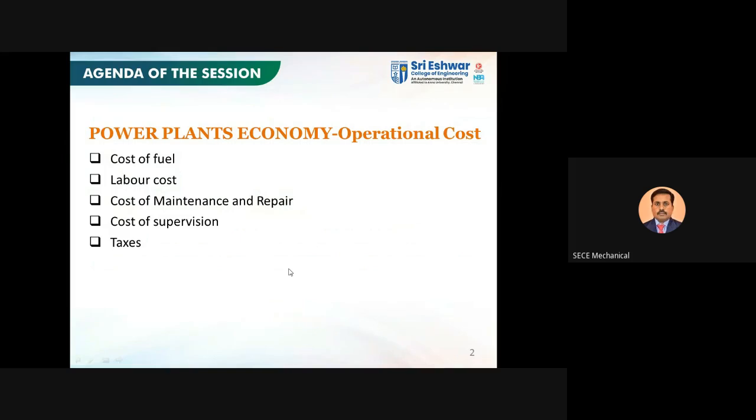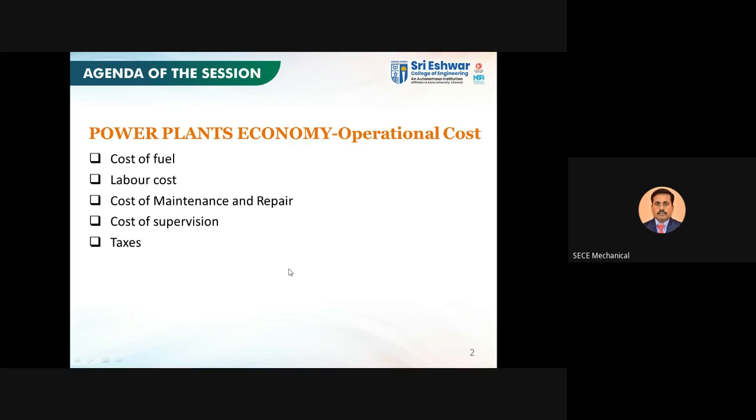In this session we are going to discuss the operational cost. Yesterday we discussed two different types of cost. Anybody know what the two types of cost are? Fixed cost, yes, very good, Sridhar. The first one is fixed cost, and the second one is called operational cost. So today we are going to discuss the second cost, the operational cost.